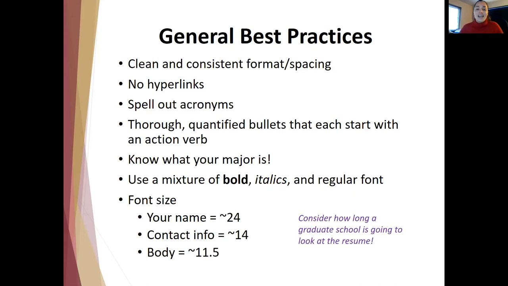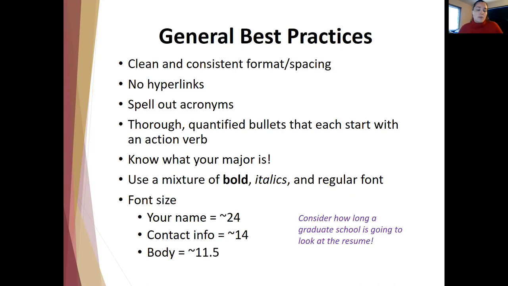Communication, science, and disorders. Something has happened in the last maybe 2 weeks where I've received a lot of resumes from CSD students, which I love, but I've also seen probably 7 different versions of the degree. It is not communication science, it is not science and disorders, it is not communication disorders, it is not disorders of communication.